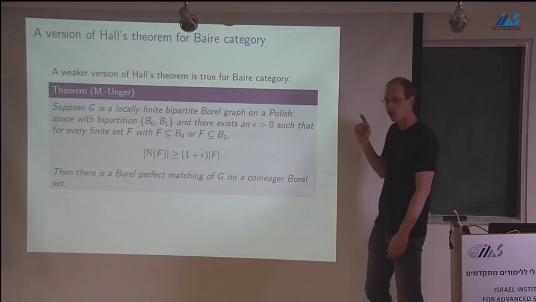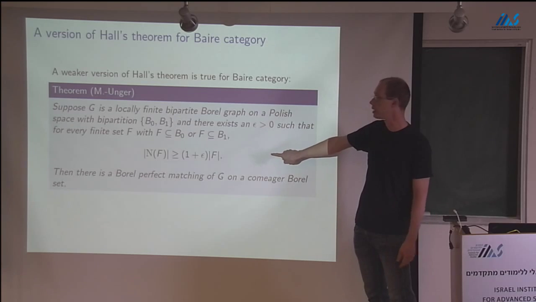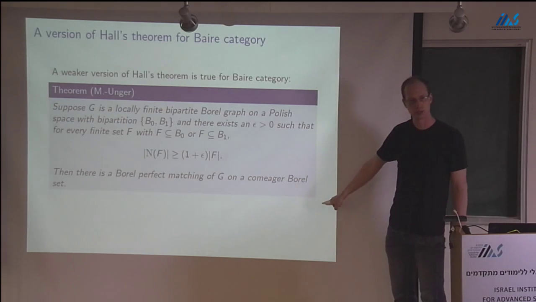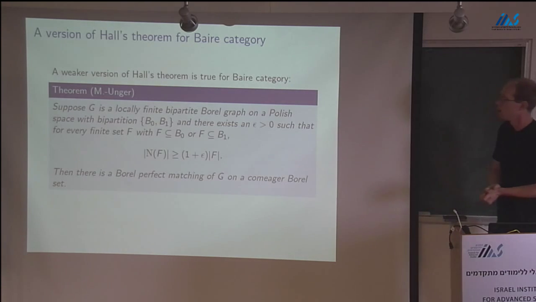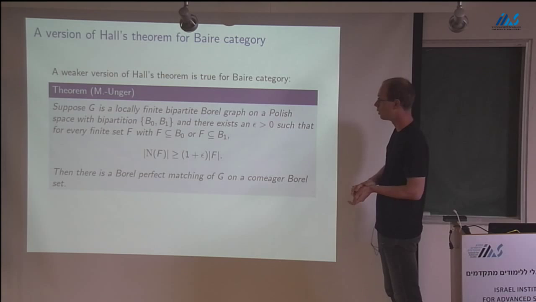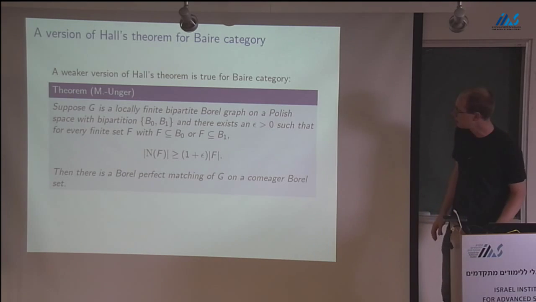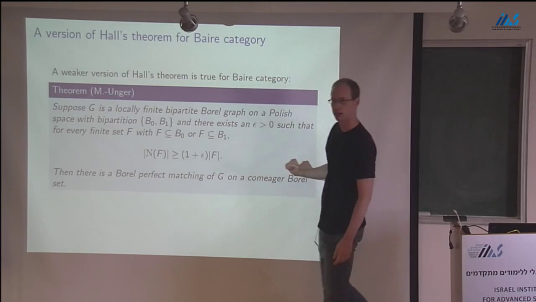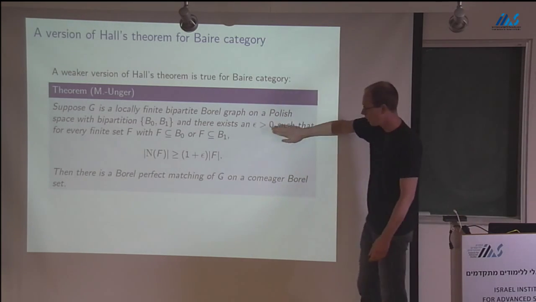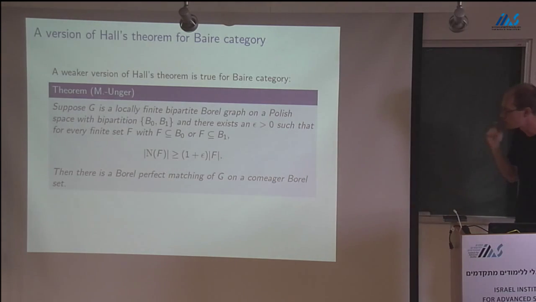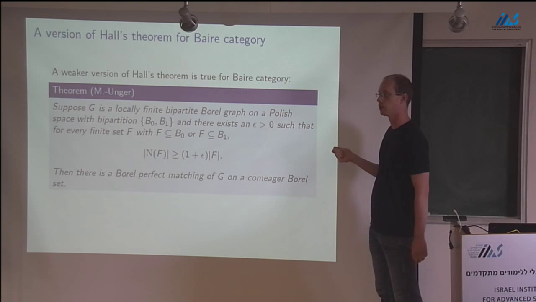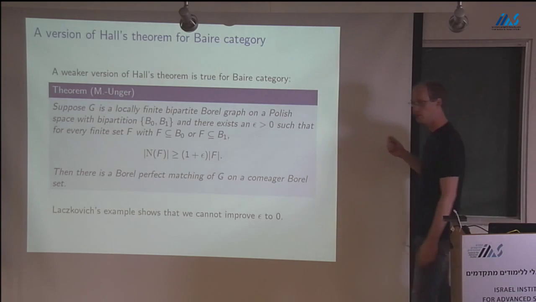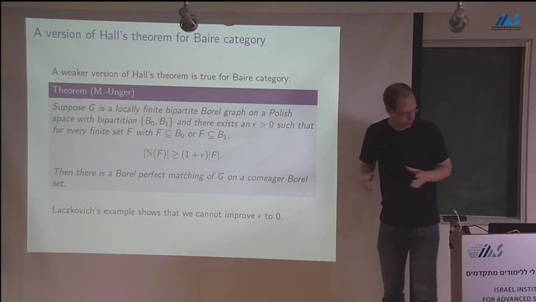It turns out, though, if we strengthen Hall's condition a tiny little bit, we can save the matching theorem in the Baire category context. So this is the main ingredient that we use to find these Baire measurable paradoxical decompositions. Suppose G is a locally finite bipartite Borel graph, and instead of having at least as many neighbors of each finite set F as the size of F, we have at least 1 plus epsilon times as many neighbors, and epsilon is fixed as F varies. And somehow this is enough to find Borel perfect matchings modulo a meager set in any such Borel bipartite graph. And of course, Laczkovich's example shows that we can't improve epsilon to zero.